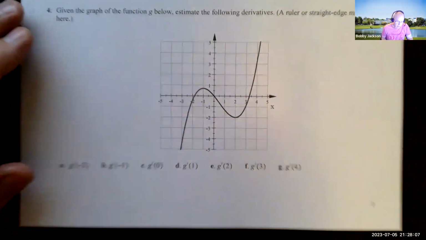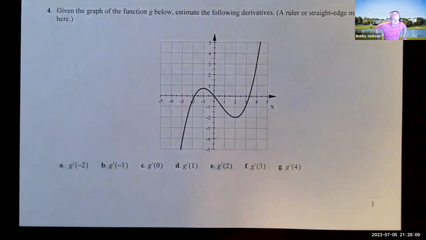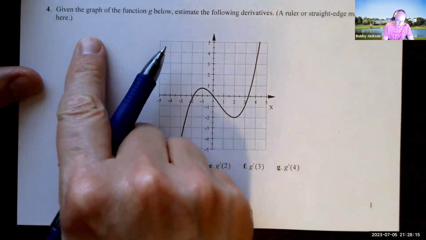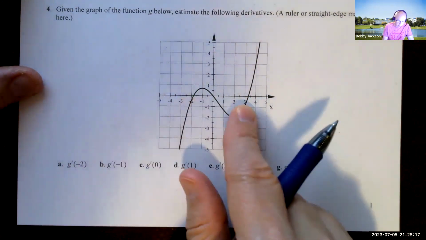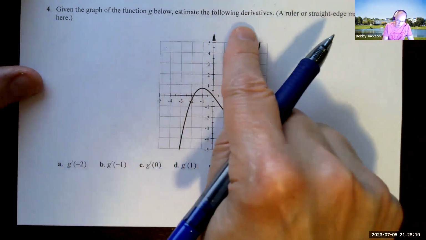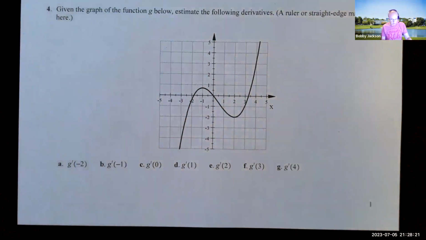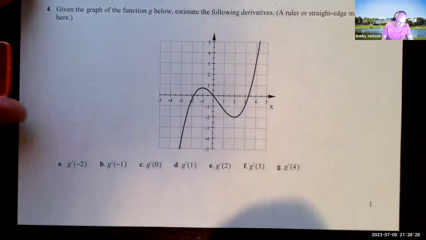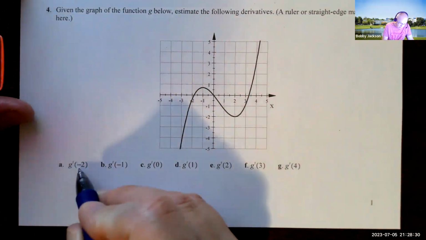Hey everyone, I want to take a look at number 4 on my practice homework for the definition of the derivative homework. In this one, we're given a graph of a function g, it's shown below, and we're going to estimate the following derivatives. So a ruler or straight edge may be helpful here. Remember, the derivative is nothing more than the slope of the tangent line, or we say the slope of the graph at that point. So what would g prime of -2 be?